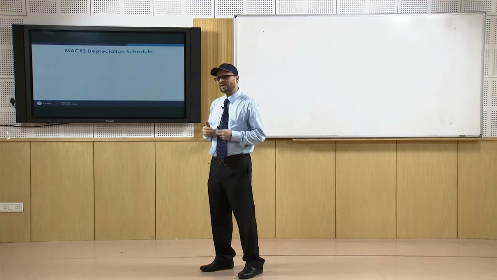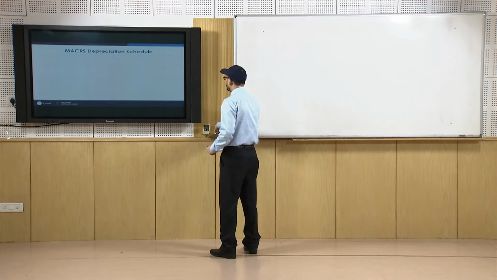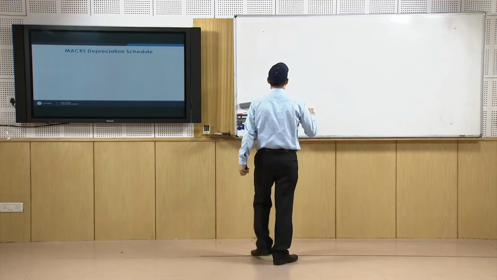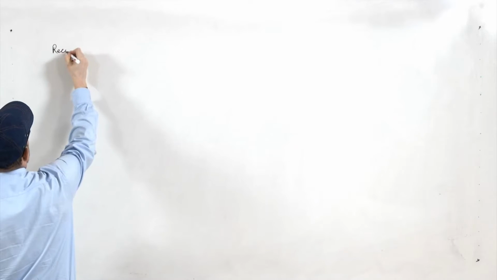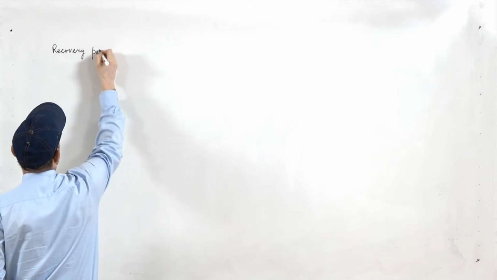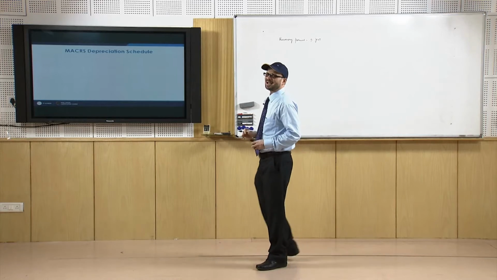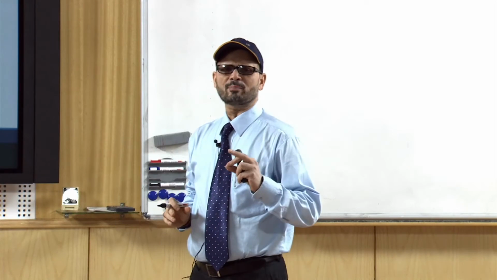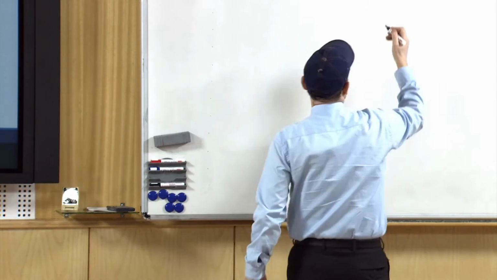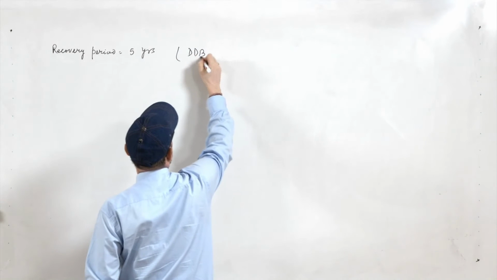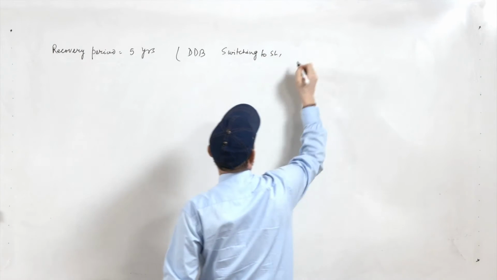Now, how do we calculate the depreciation schedule using the MACRS method? Let us say we have an equipment with a recovery period of 5 years. The equipment comes under that property class, where the depreciation method is DDB switching to straight line, with the half year convention.